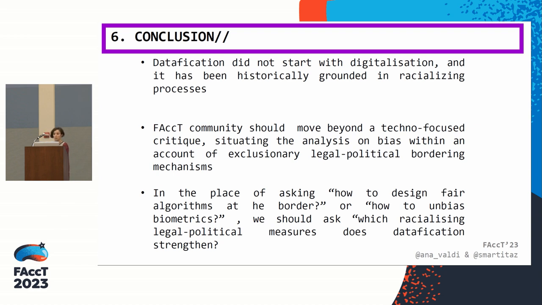Our genealogical approach invites the FAccT community to move beyond the techno-focused critique of algorithmic unfairness and to situate the analysis of bias and discrimination within a broader account of the exclusionary laws and policies that datification is used for by the states. This paper does not offer policy recommendations, nor does it endorse a problem-solving approach. On the contrary, it suggests that instead of focusing exclusively on criticizing algorithmic bias, scholars should reverse the standpoint by scrutinizing how specific datification mechanisms are put in place to enforce exclusionary legal political measures that are rooted in history.